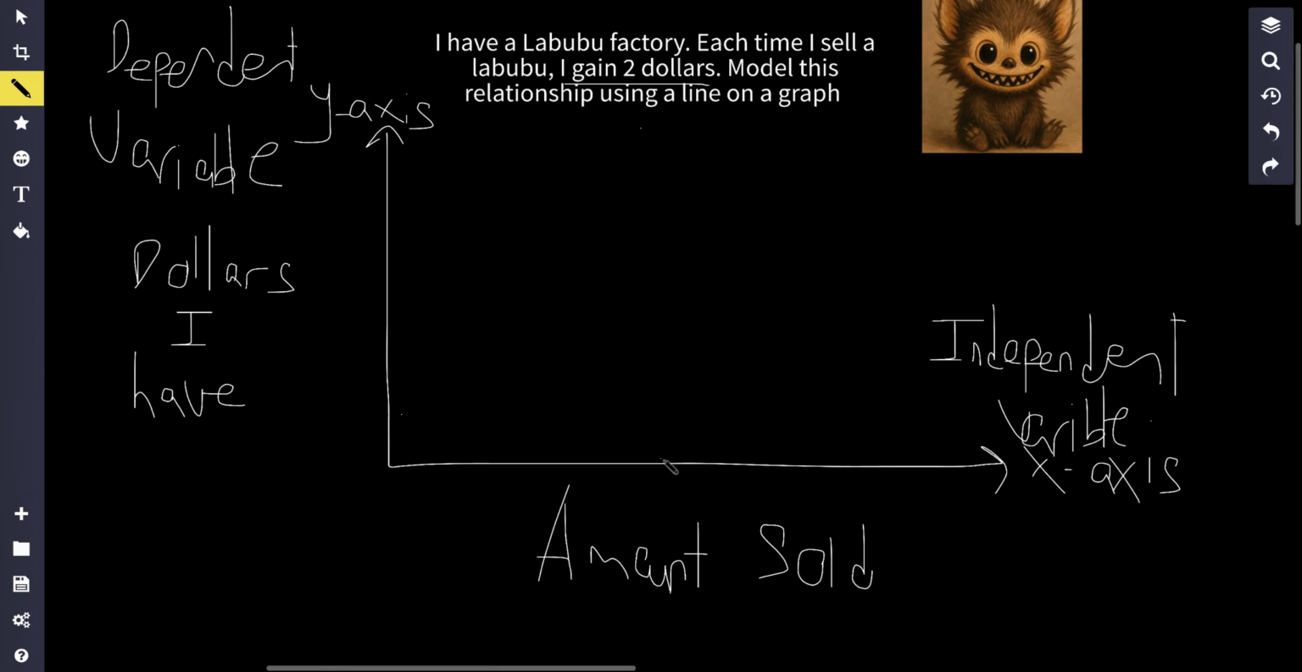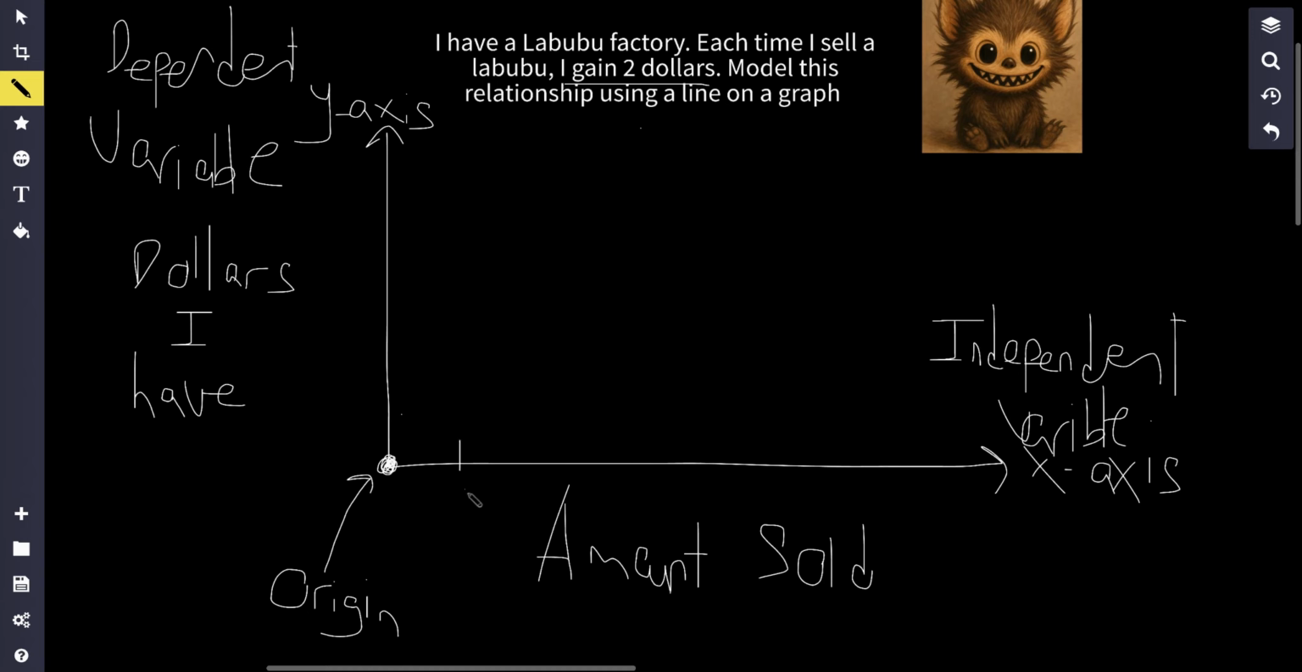So we can model this using a line. Now, if I sell nothing, if I sell 0 Labubus, I'm going to end up with $0. That makes logical sense. So I'm just going to put a dot right over here. This is something known as the origin. It's basically when both the x value and the y value are 0. If we sell 0, we're going to get $0. So both the x and the y values are 0 in this case.